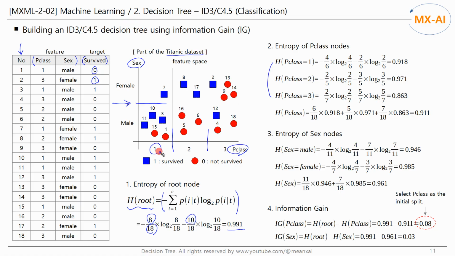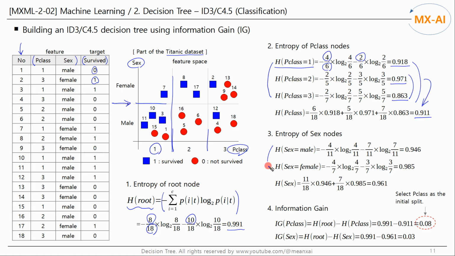The first child node with the feature p-class of 1 has 4 blue data points and 2 red data points out of a total of 6 data points. Then the entropy of this node is 0.918. If we calculate the entropy of the other child nodes in the same way, we get 0.971 and 0.863 respectively. And if we calculate the weighted average of these entropies, it is 0.911.